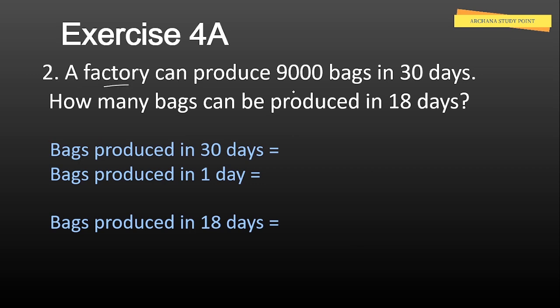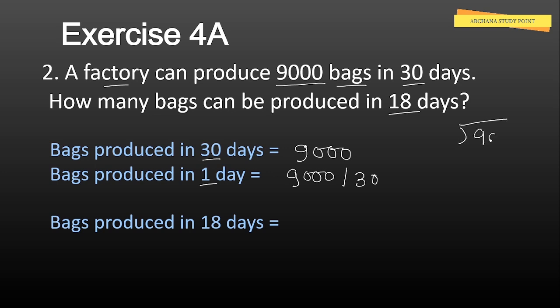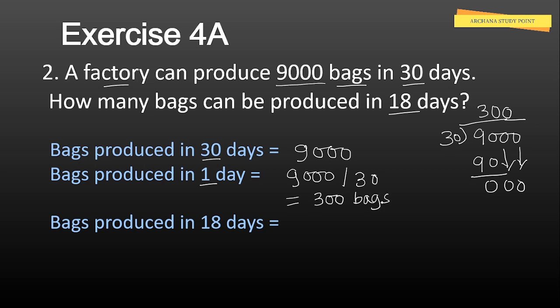Question number 2 says a factory can produce 9,000 bags in 30 days. How many bags can be produced in 18 days? So first of all, we have got bags produced in 30 days is 9,000. Then through this number, we can find out the bags produced in one day. And how will we find out? We divide 9,000 with 30. Let's see the calculation. 9,000 divided by 30 is going to give us 3 threes are 9 and the remainder is 0. If we want to bring down 2 zeros, we'll have to increase 2 zeros over here also. So the answer is 300 bags for one day.